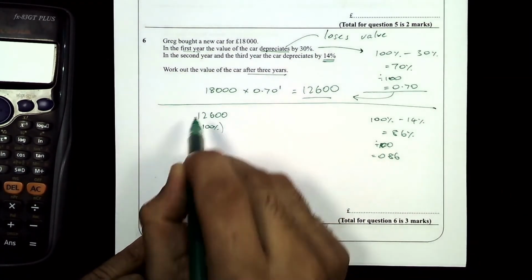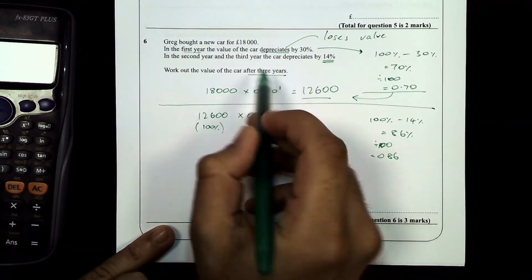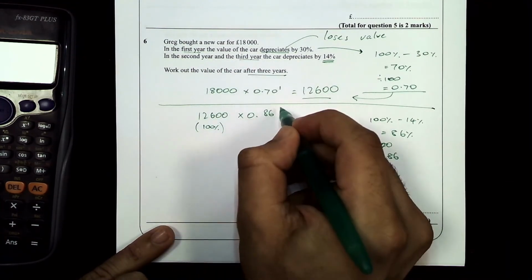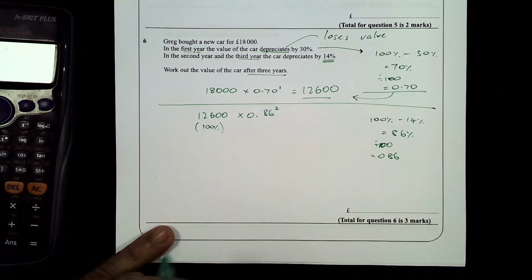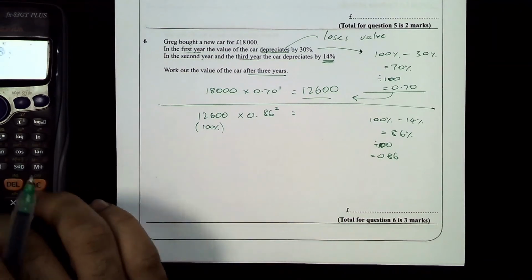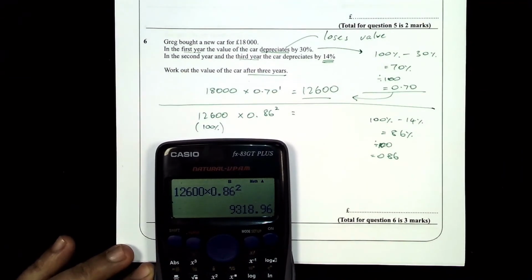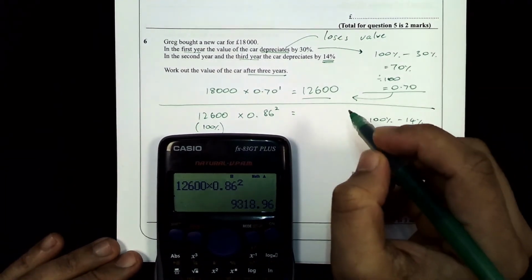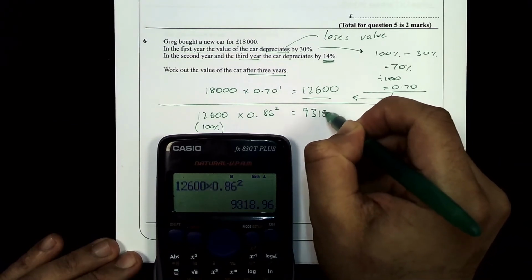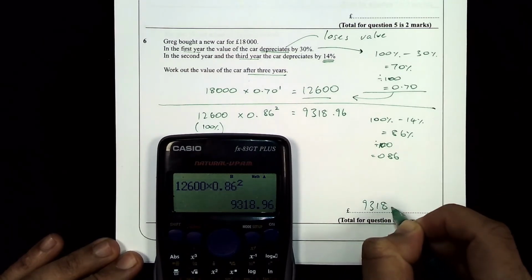So it's 12,600 times 0.86, and this is second and third year. Okay, so to the power of 2, and that will give me the value of the car after 3 years. 12,600 times 0.86 to the power of 2. That there is the value of the car after 3 years, £9,318.96. So that will be what I write on the answer line. Okay, 9318.96. So I'd encourage you to try a question now for yourselves, another depreciation question.